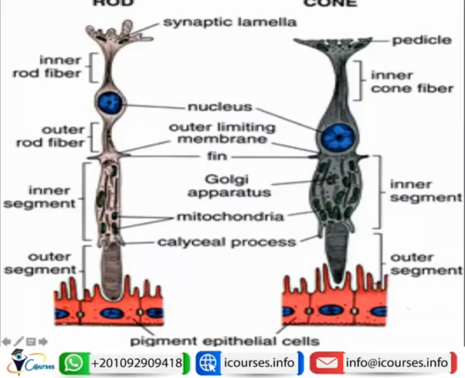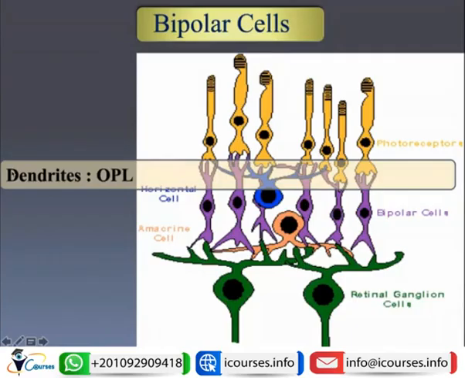Then we will have the outer fiber here, and then we will have the cell nuclei forming the outer nuclear layer of the retina. Then we will have the inner fiber connecting the nucleus to the terminal expansion, which can be either a rod spherule or a cone pedicle. And this cone pedicle and rod spherule share in the formation of a layer called the outer plexiform layer.